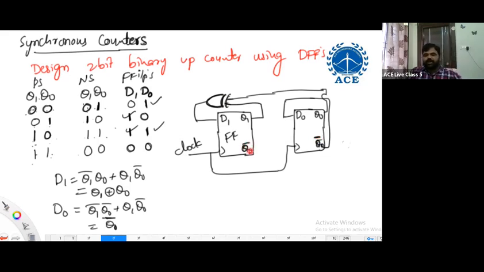This is a 2-bit binary up counter, which is counting from 0 0, 0 1, 1 0, 1 1, again back to 0 0, again back to 0 0.